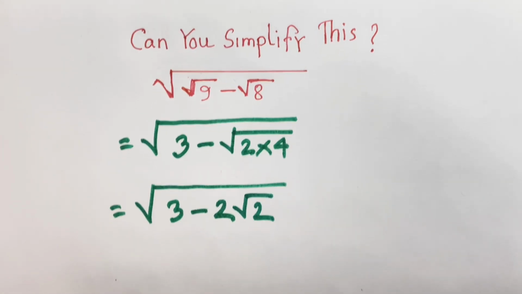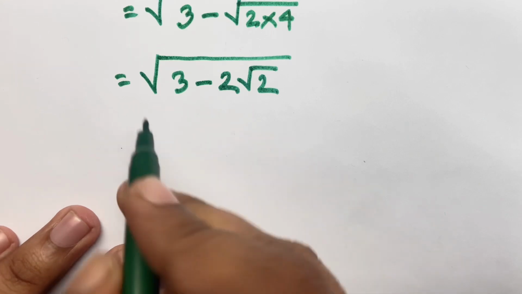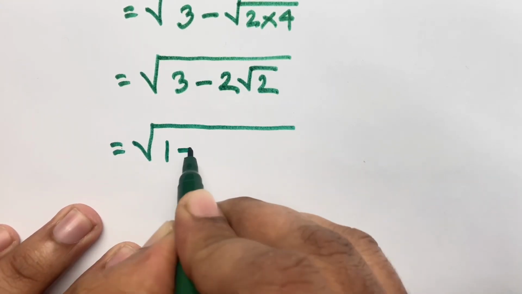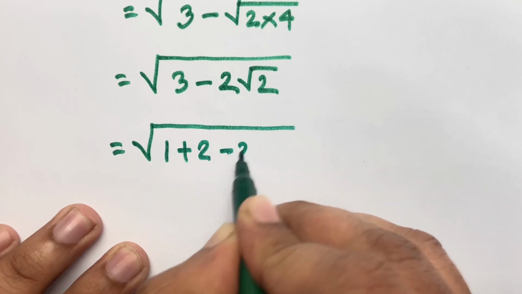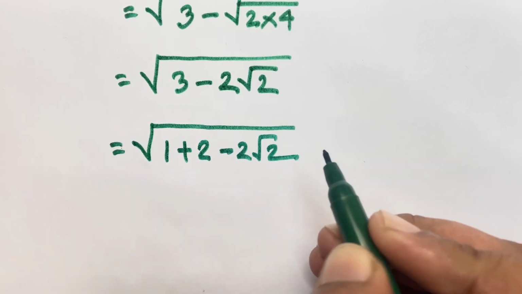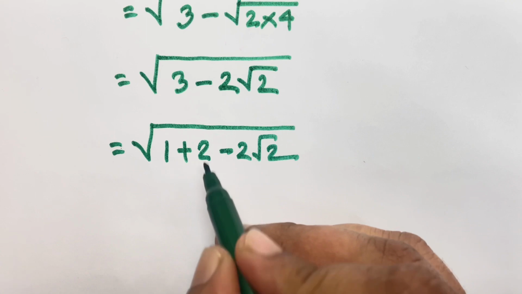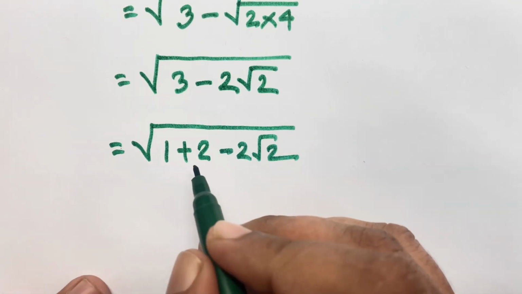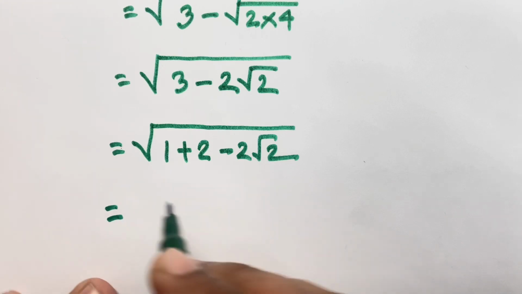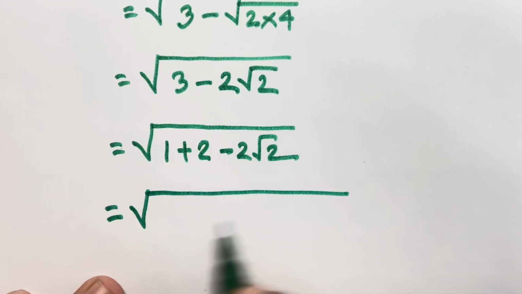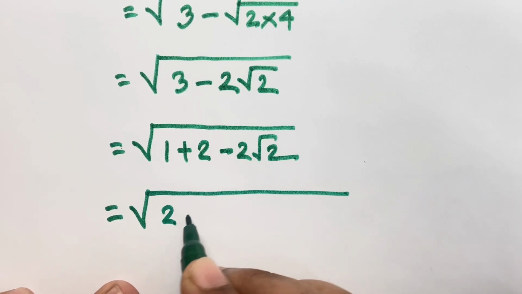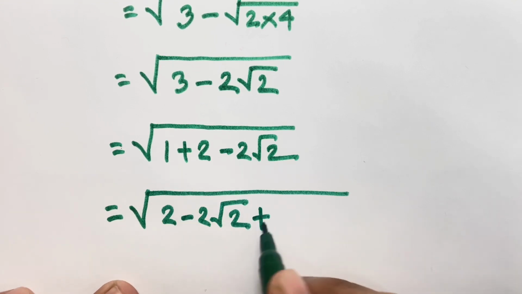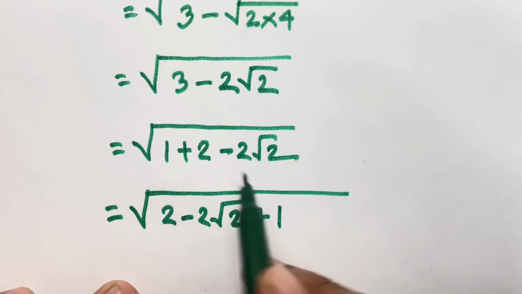Now I can say, and we know that 1 plus 2 minus 2 root over 2. We know that 1 plus 2 is equal to 3. So I can say easily this line. And now square root of 2 minus 2 square root of 2 and plus 1. I just change the place.